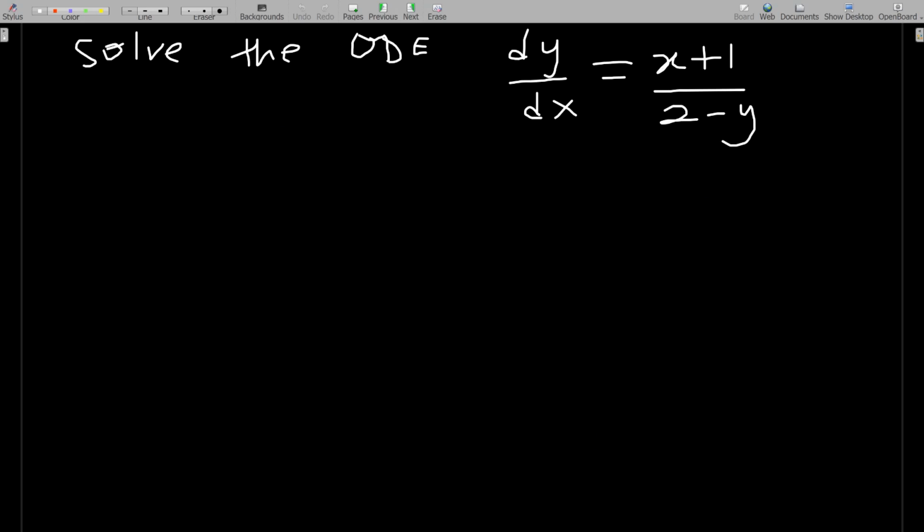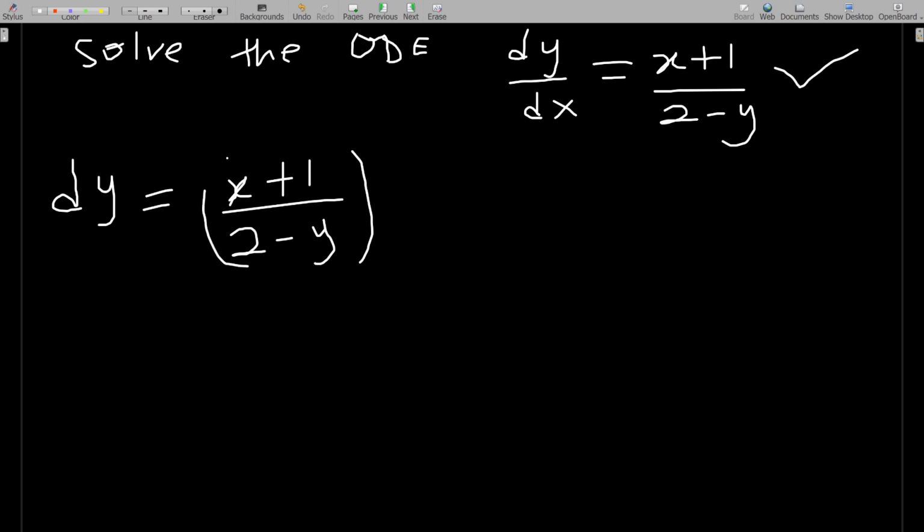Okay, so the first example is solve the ODE: dy/dx equals (x plus 1) over (2 minus y). This is very simple, right? I hope you can see this, because if I multiply through by dx, I have dy equals (x plus 1) over (2 minus y) times dx.